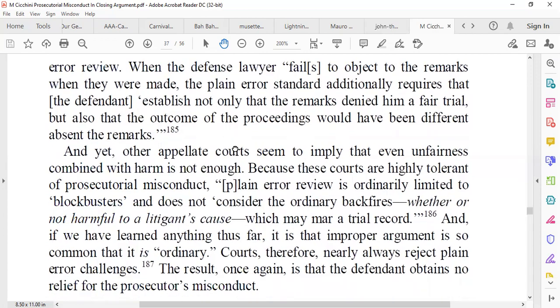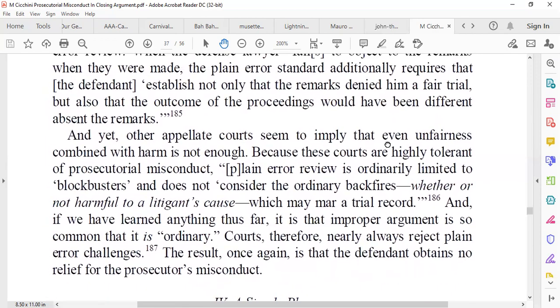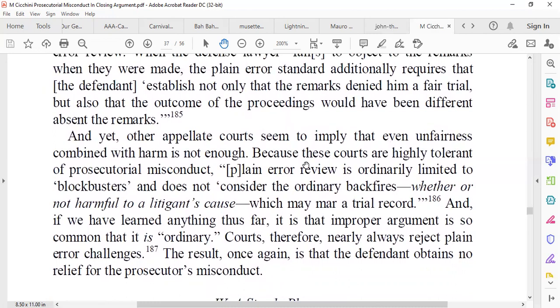And yet, other appellate courts seem to imply that even unfairness combined with harm is not enough. Because these courts are highly tolerant of prosecutorial misconduct, plain error review is ordinarily limited to blockbusters and does not consider the ordinary backfires, whether or not harmful to the litigant's cause, which may mar a trial record. And if we have learned anything thus far, it is that improper argument is so common that it is ordinary. Courts therefore nearly always reject plain error challenges. The result, once again, is that the defendant obtains no relief for the prosecutor's misconduct.